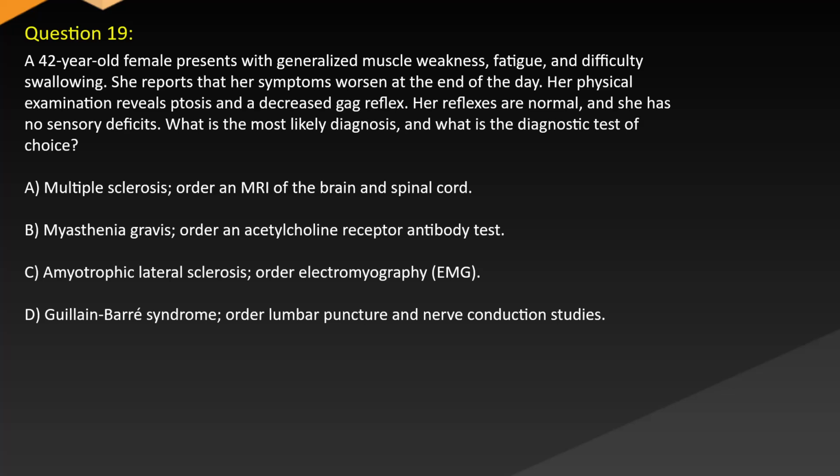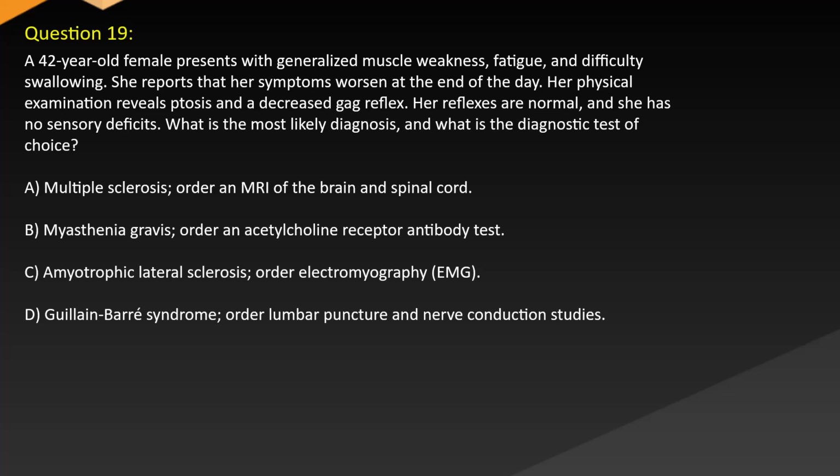Question 19. A 42-year-old female presents with generalized muscle weakness, fatigue, and difficulty swallowing. She reports that her symptoms worsen at the end of the day. Her physical examination reveals ptosis and a decreased gag reflex. Her reflexes are normal, and she has no sensory deficits. What is the most likely diagnosis, and what is the diagnostic test of choice?